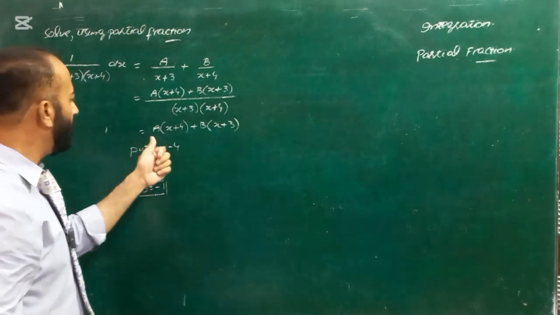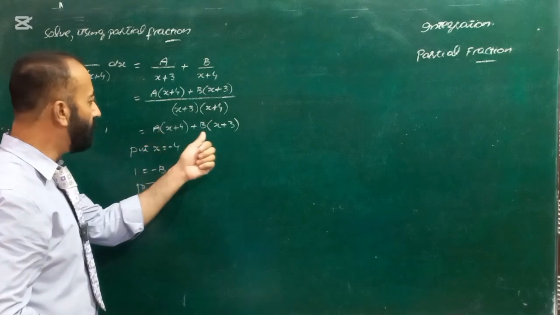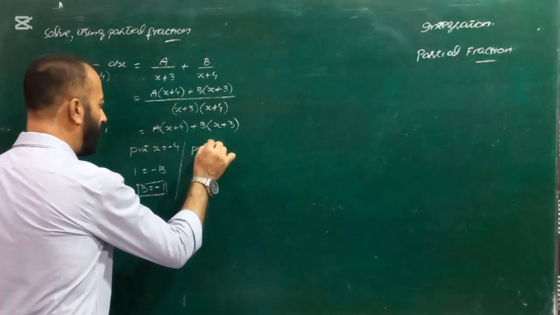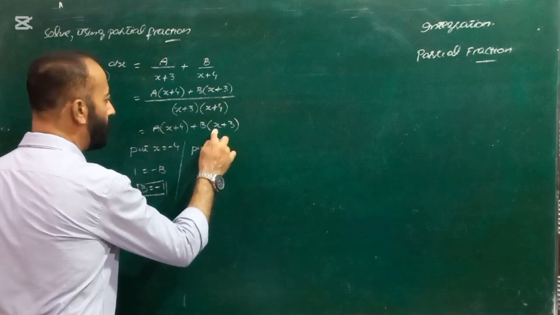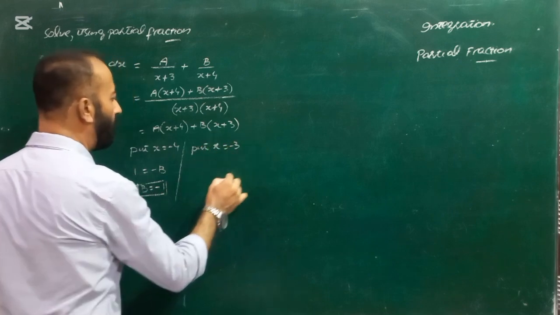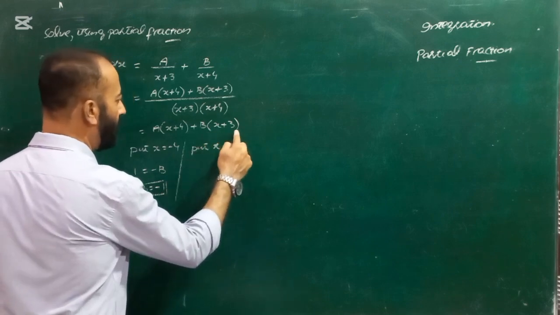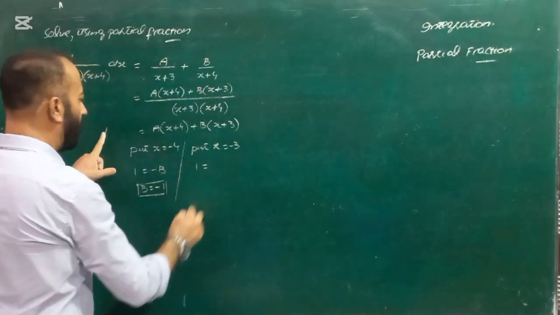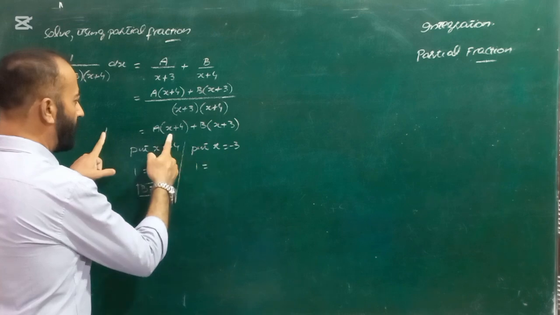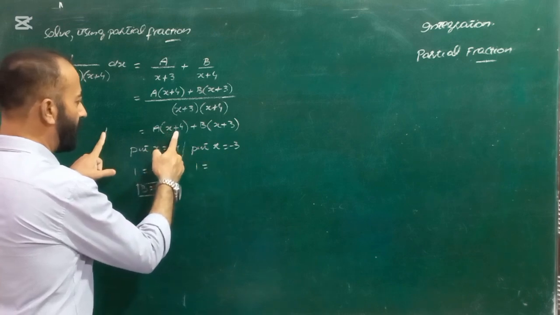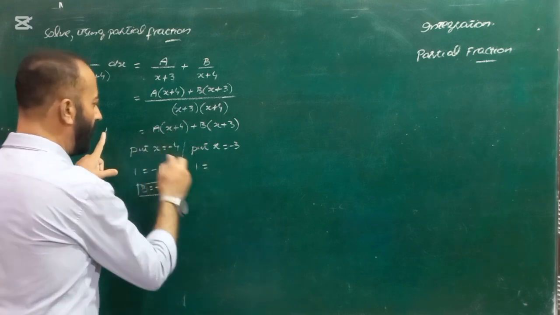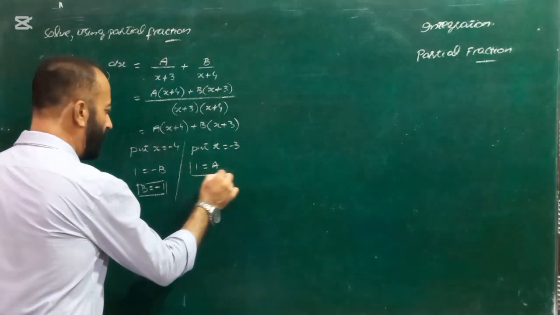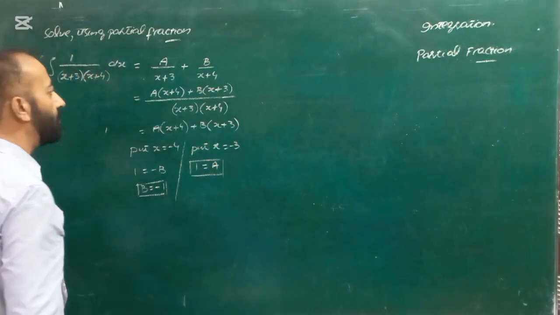Now we want to find the value of a. So we will put x is equal to minus 3. So by putting minus 3, this factor will become 0. 1 on the left side is still there. And when we will put minus 3 here, so minus 3 plus 4 will become 1. So a will be left. So it means a's value is 1.